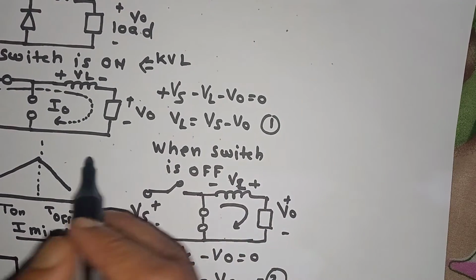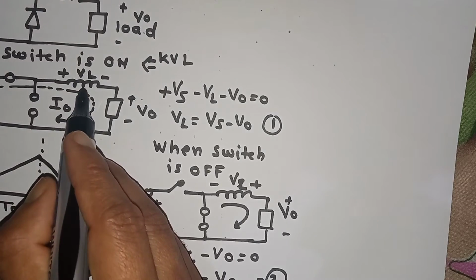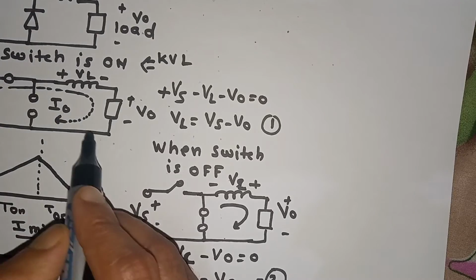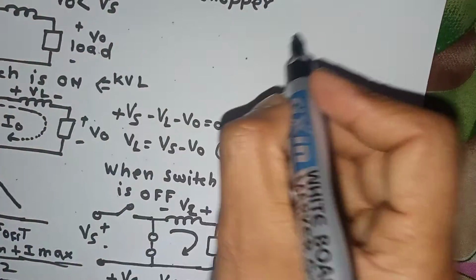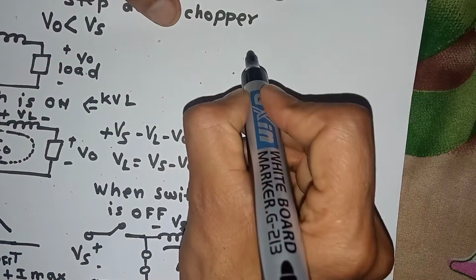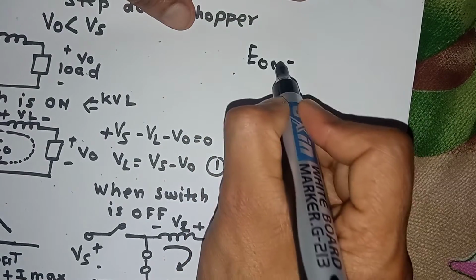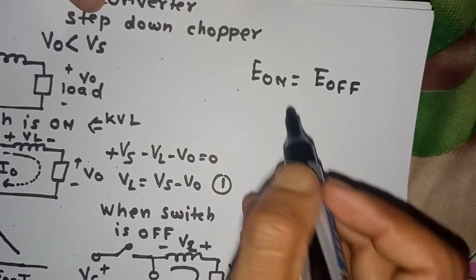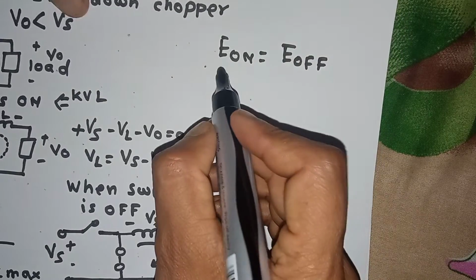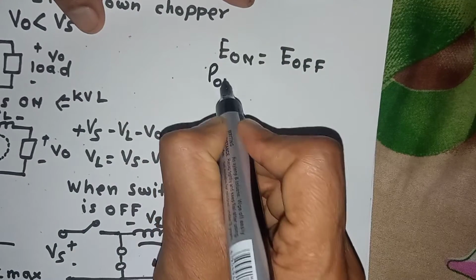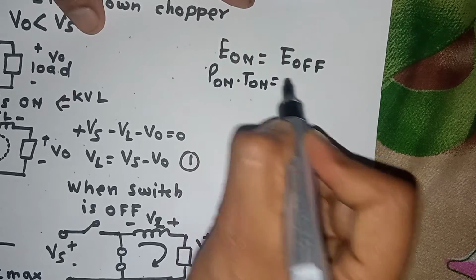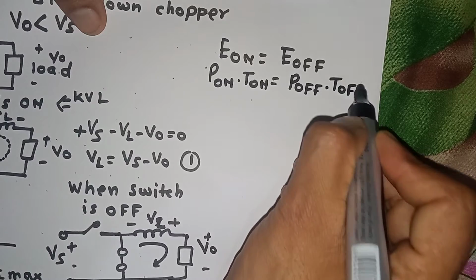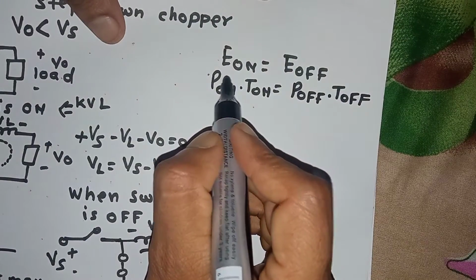For that we have to see that whatever energy the inductor stores in on time, it is going to release in the off time. So by the energy conservation law, the energy in on time is equal to the energy in off time. So energy on time is equal to power on time into T on, is equal to power off time into T off. Because energy is equal to power into time.